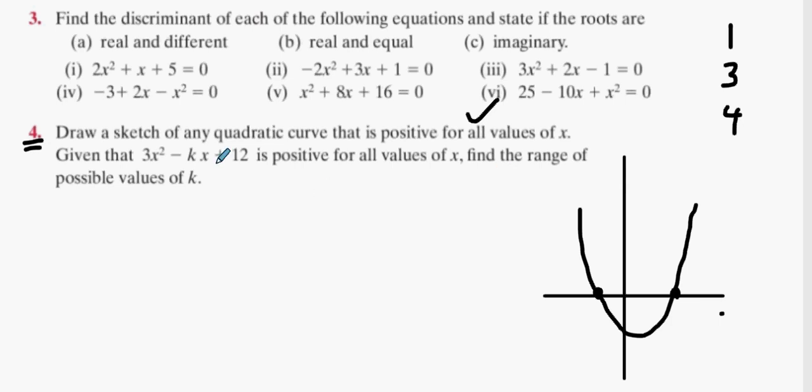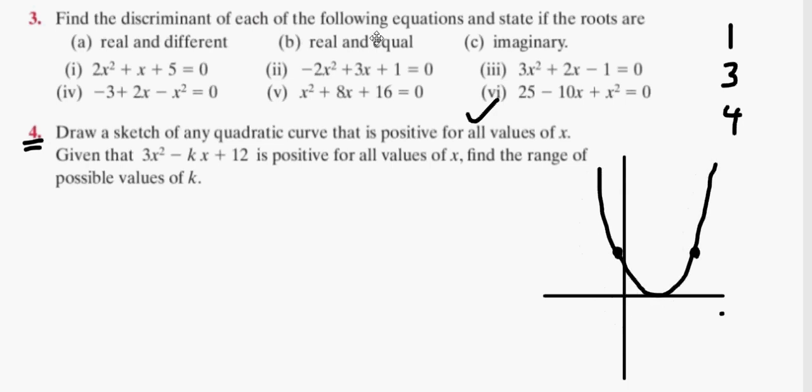Given that this is positive for all values of x, what does it mean by positive? It doesn't go negative. If it doesn't go negative, what does that mean? It only touches the graph once. It's not allowed to go negative. It has to hit the x-axis and float back up again. Does everybody see that? So what description does that fit?